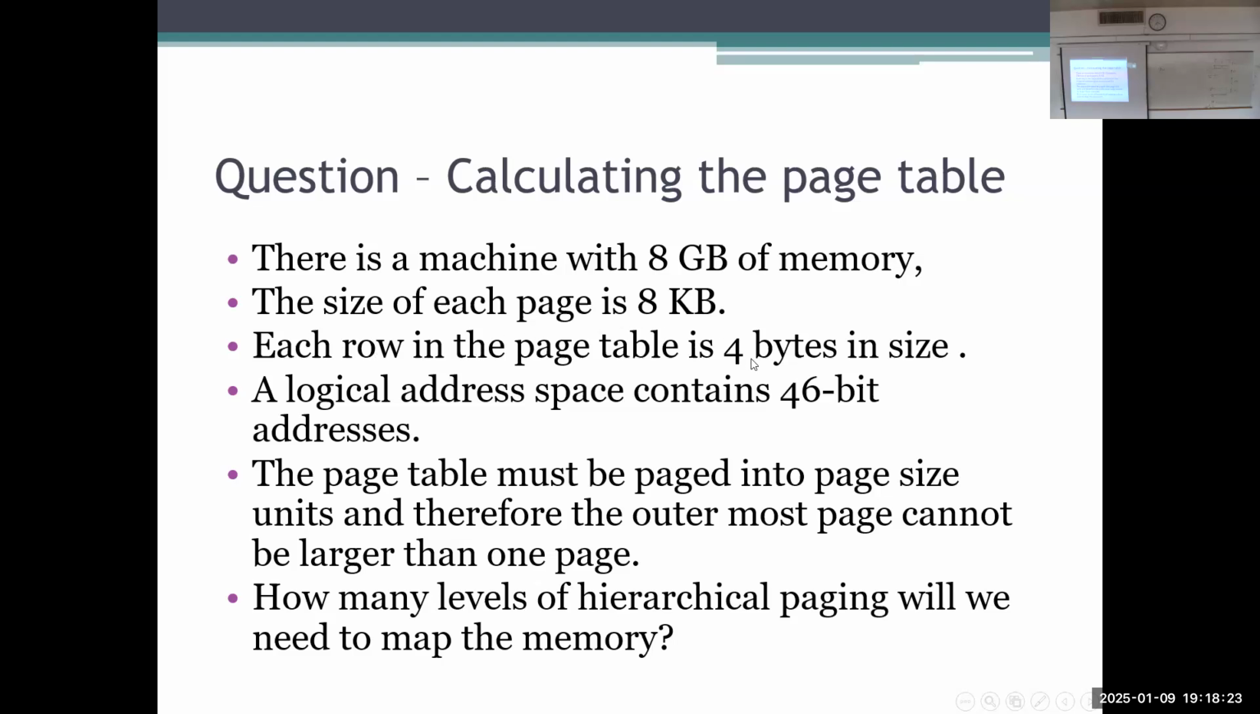Each row in the page table is 4 bytes in size. The logical address space contains 46-bit addresses. So 46 bits is actually able to reference more than 8 gigabytes. How many bits do you need to reference 8 gigabytes? 33. That makes sense. 2 to the 30th is a gigabyte, and we have 8 more, so 8 is 2 to the 3rd, so it's 33.